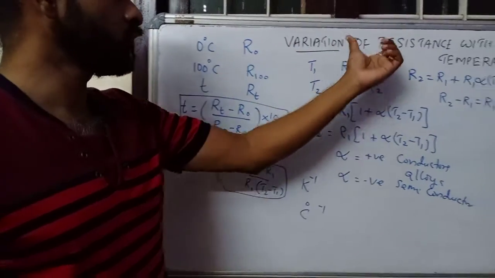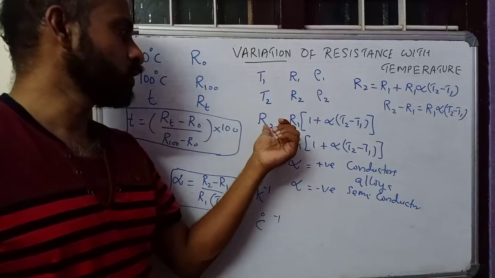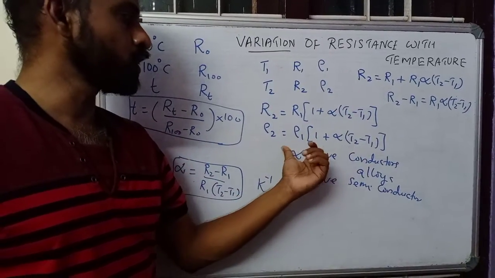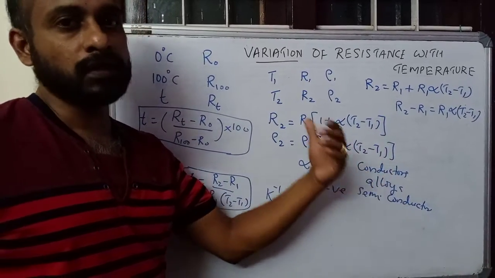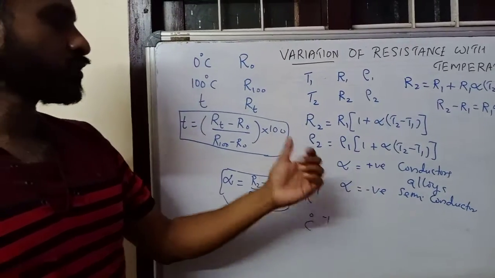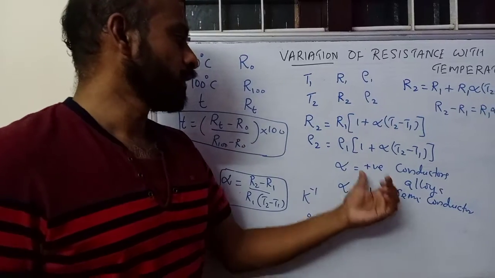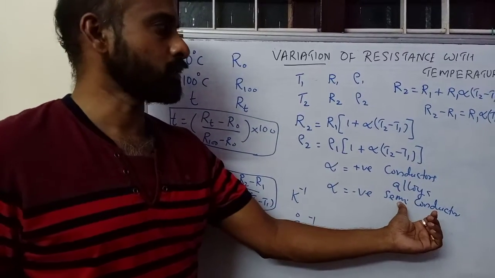In short, the equation for the variation of resistance is R2 = R1(1 + α(T2 − T1)). Similarly, ρ2 = ρ1(1 + α(T2 − T1)). Alpha is a constant called the temperature coefficient of resistance. It has SI unit Kelvin raised to minus 1. It is a constant value for conductors. Alpha is positive for conductors or alloys, and it is negative for semiconductors.